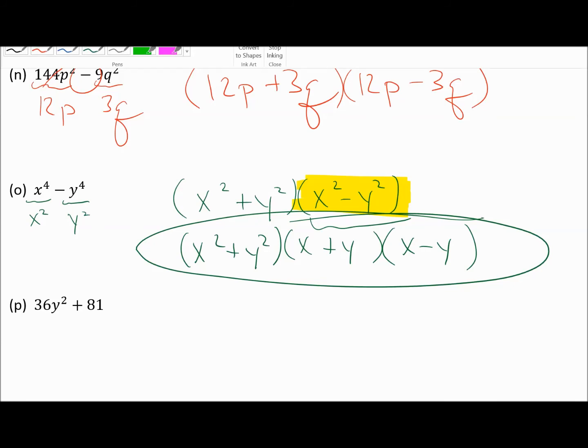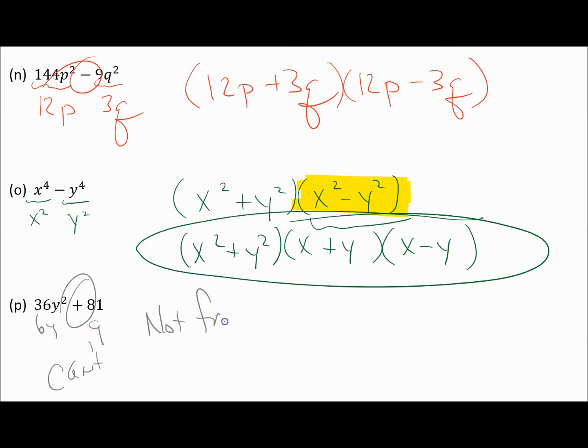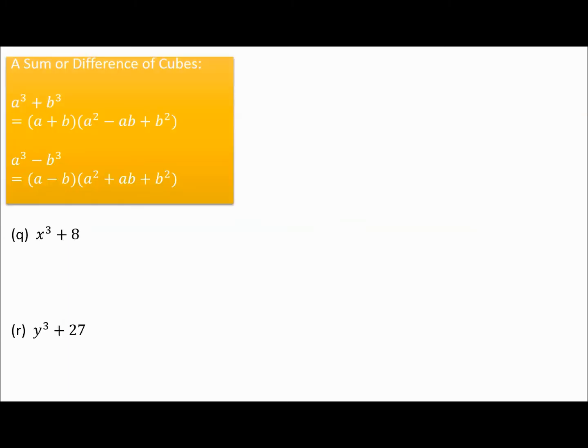So let's keep going. And lo and behold, look at there. I got a sum of squares, don't I? There we go. So I've got 36y squared. The square root of that is 6y. 81, the square root of that is 9. But here's my problem. I can't do anything because it's a sum of squares. This is not factorable. Another way you could say it is that it's prime. Be careful in your homework. Just make sure you follow the directions and you write whatever they want as far as not being able to do the problem.